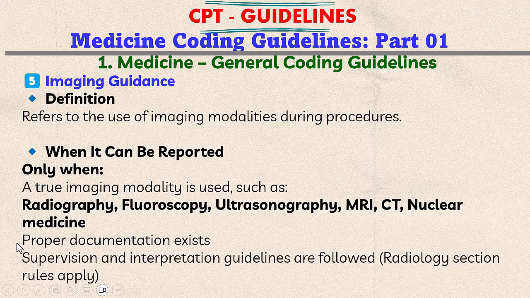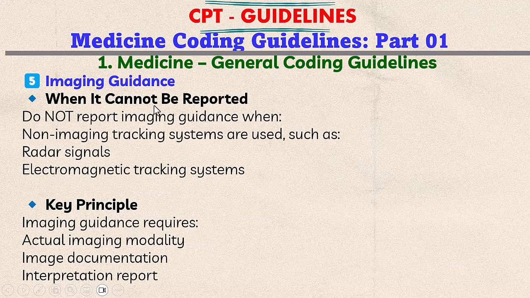Here, proper documentation exists, supervision and interpretation guidelines are followed. So, the radiology section rules are applied here. So, when it cannot be reported. Do not report imaging guidance when non-imaging tracking systems are used, such as radar signals, electromagnetic tracking systems. So, the key principles are: imaging guidance requires an actual imaging modality, image documentation, and an interpretation report.